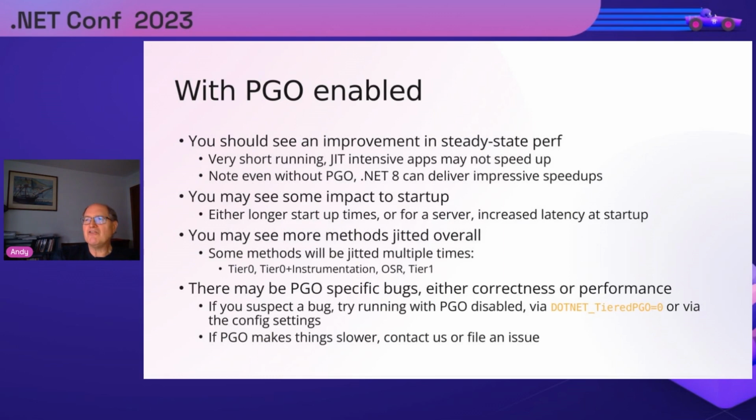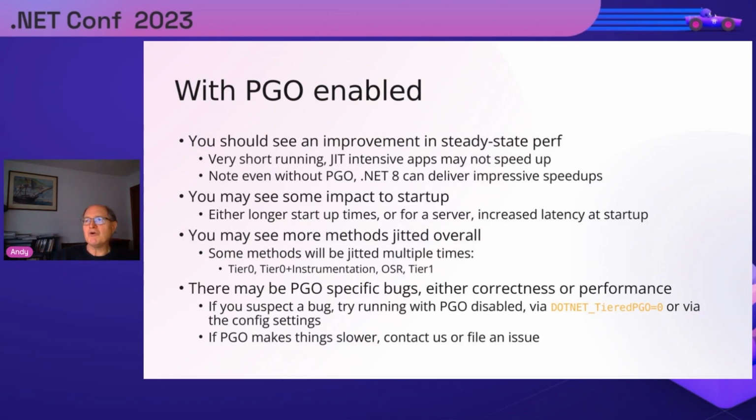If your application is extremely short running, like a matter of a couple seconds, and it's JIT intensive, you may not see improvements. And if you don't see improvements and you decide because of that you have to turn off PGO, you may still see benefits from .NET 8 from all the other work that people have done all up and down the stack. So we would be sad if you turned it off, but .NET 8 is still going to give you benefits anyway. You may see a little bit of impact to startup, either a slightly longer startup time, or if you're on a server and you're measuring latency right at startup, you may see somewhat increased latency.